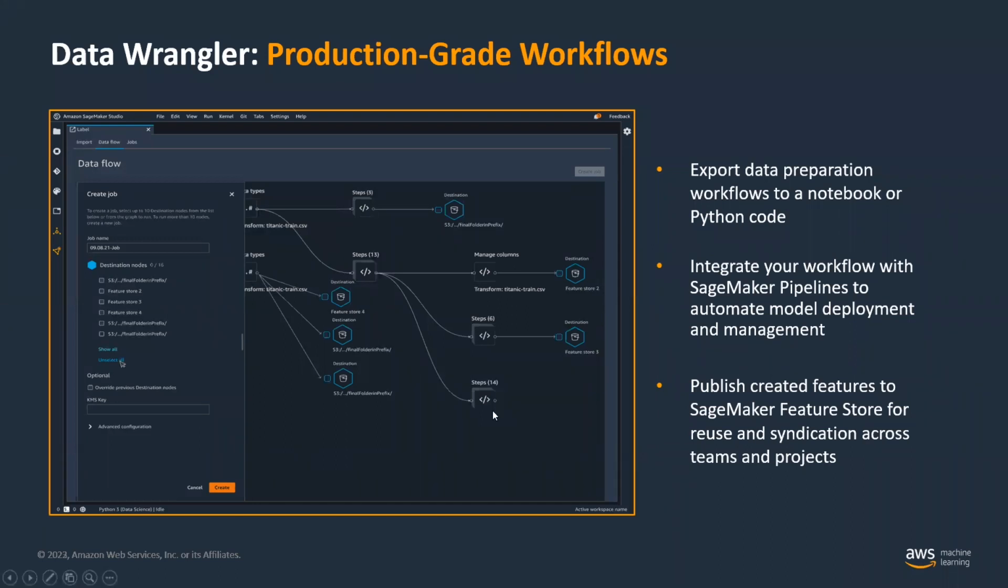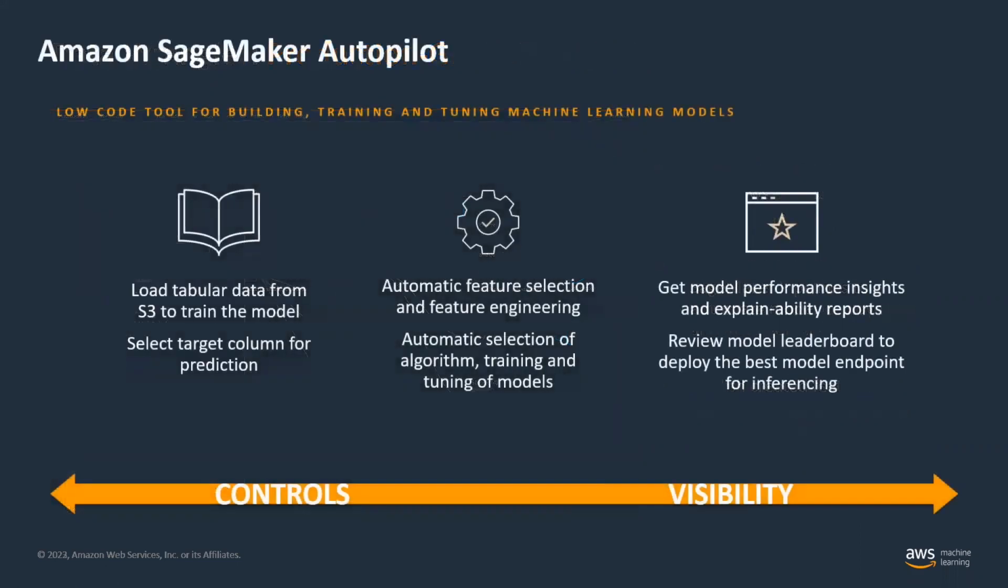But at the end of the day, once you've prepared your data, you need to actually train a model. Now, one of the ways to train a model with a low code footprint is to use SageMaker Autopilot. So SageMaker Autopilot is going to work on tabular data, and it is going to select an algorithm, or many algorithms, and start training on your data.